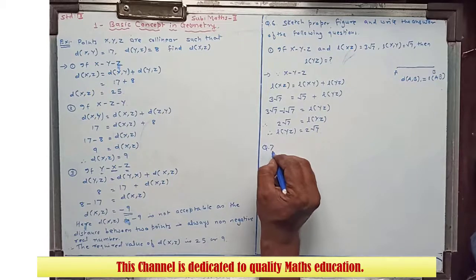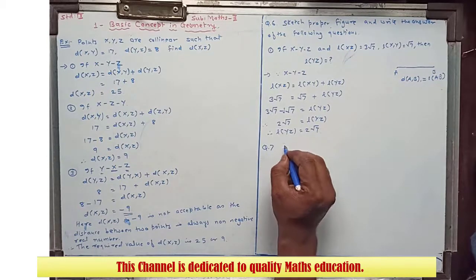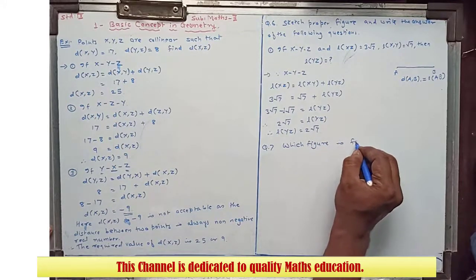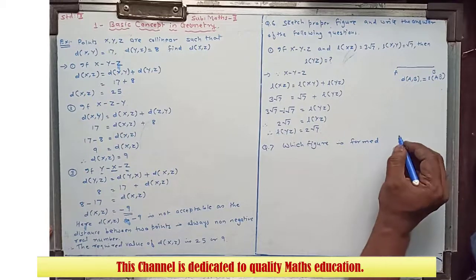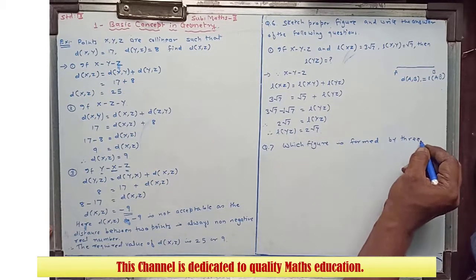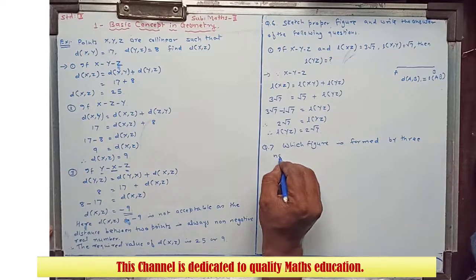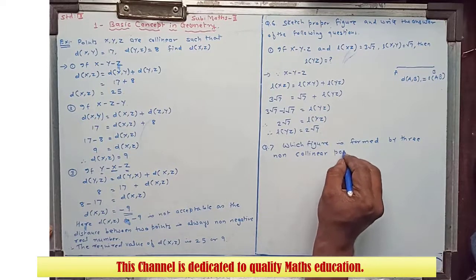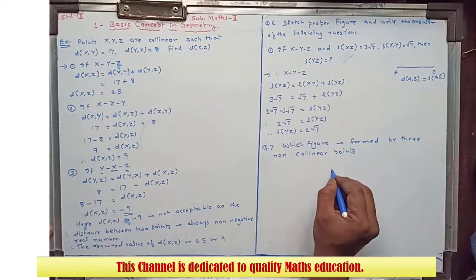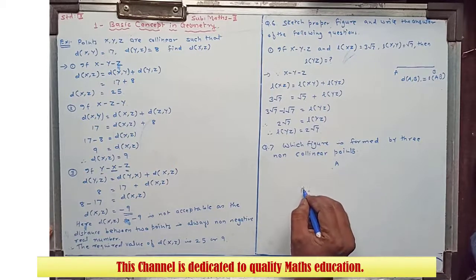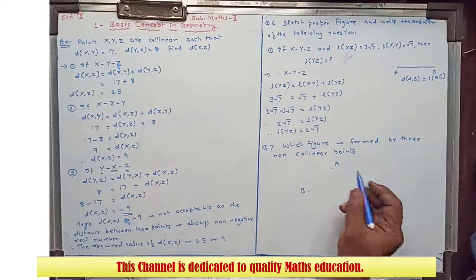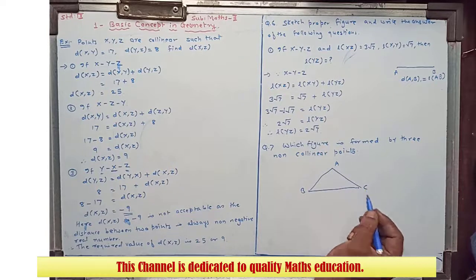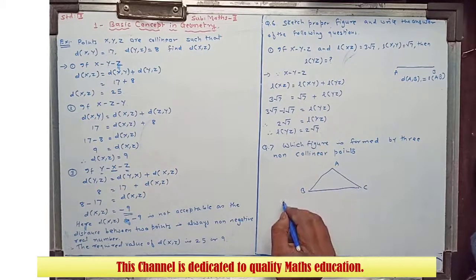Okay, in this way the last remaining 2 examples you have to solve. Then next question number 7 is there. Which figure is formed by 3 non-collinear points? So here point A is there, here point B is there, and here point C is there, and if you join them, then which figure is formed here? If 3 non-collinear points are there, and when we join them, then you will get a triangle.